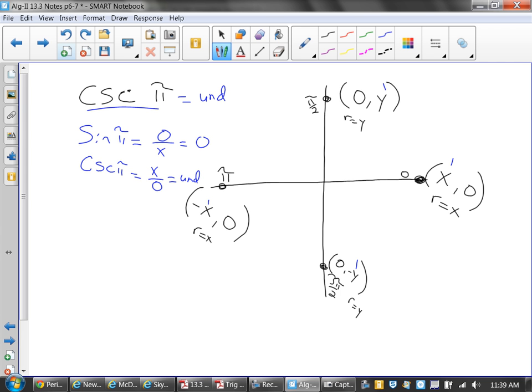Are they going to make us find like a cosecant of 40 or something?